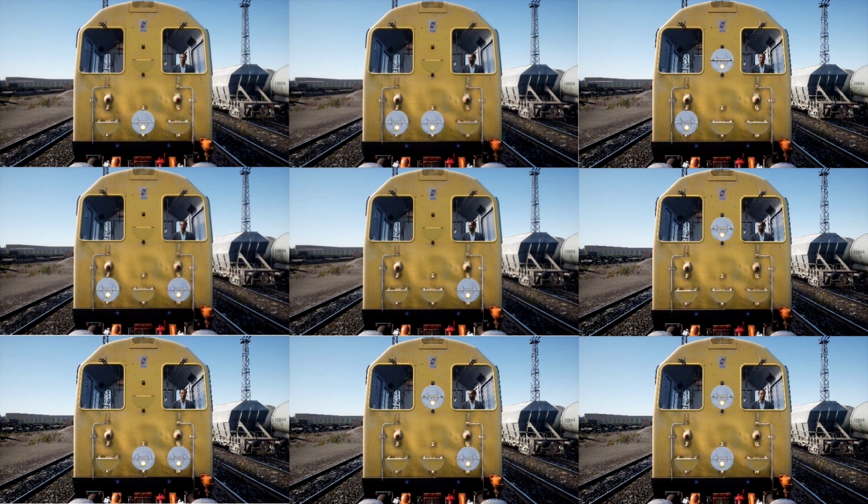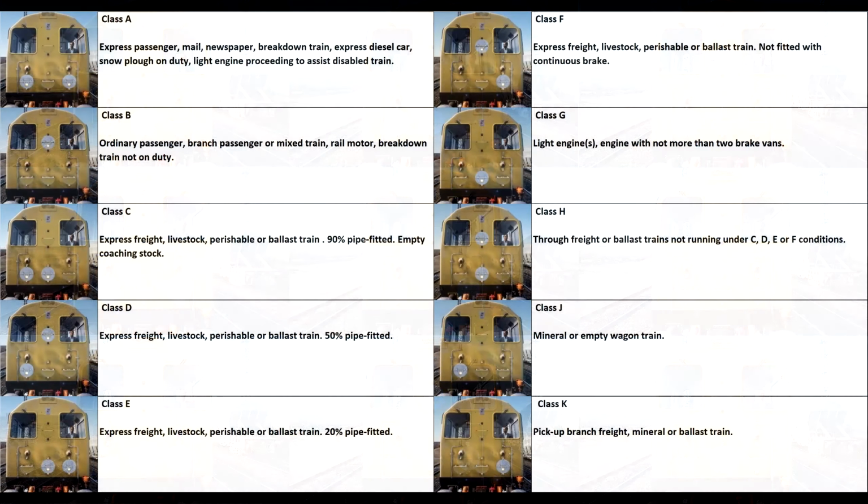There are 10 classes indicated by 4 white lights in different combinations. You can see now a table of classes and their headcodes on your screen. Before we get to your questions about classes C, D, E and F, let's figure out what pipe fitted means.